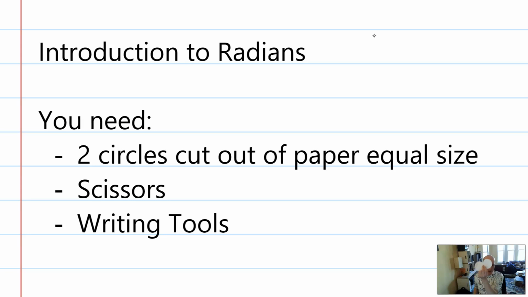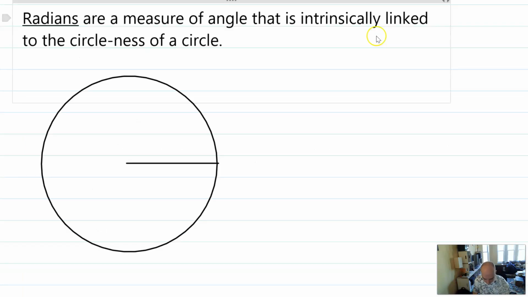This is a hands-on activity, so today you're going to need two circles of roughly equal size. I traced my coffee mug. You can trace anything you want. The bigger the better. You'll need some scissors, and you'll need some things to write on. This can be scratch paper. I use the back of a math team test.